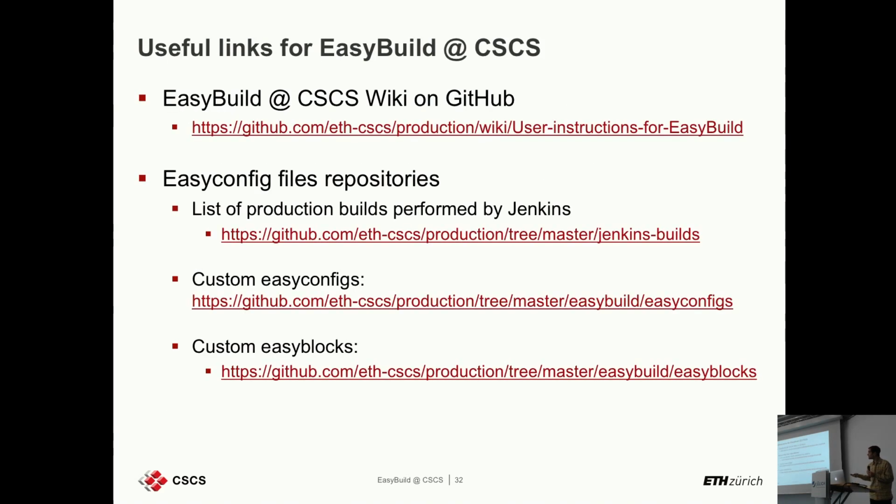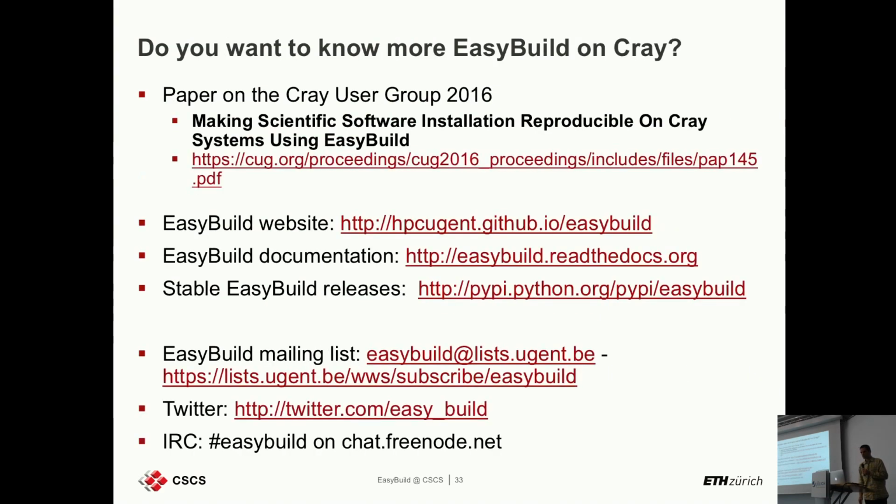So to conclude here, there are some links that will stay in the presentation. The EasyBuild project at CSCS on GitHub with a wiki, how to build for users new EasyConfig files, and our EasyConfig and EasyBlocks repository with custom EasyConfigs. If you do want to know more about EasyBuild on Cray, then you find the link to the PDF of the paper that has been published by Guilherme, Kenneth, and Peter, and some EasyBuild links that you probably all know.